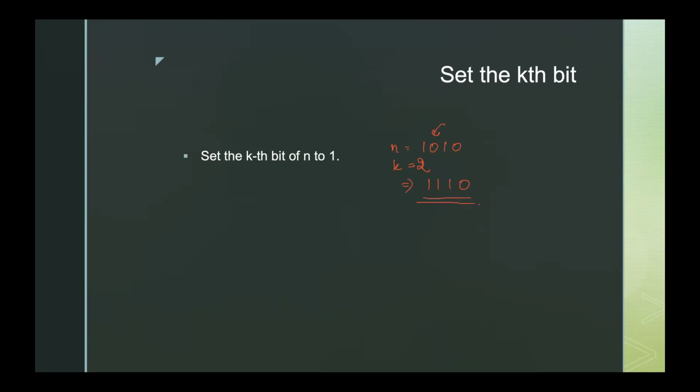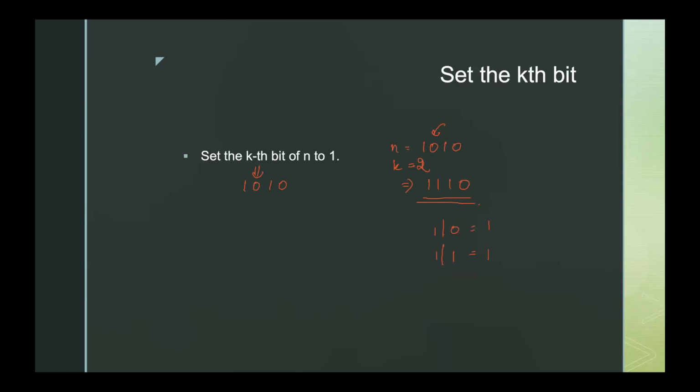Now, to do this, let's think what operations we can perform. We know that we want to set this bit. We need to think of some operator that will help us set a bit irrespective of what its value is. So we can think of an OR operator in this case. If we try to do OR of any number with 1, it will always give us 1, because either of the bits is going to be set in that case.